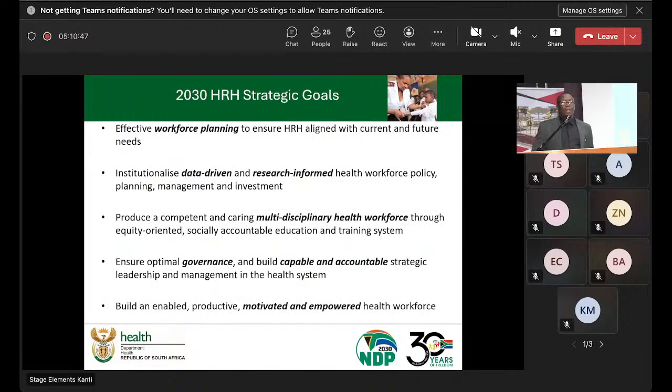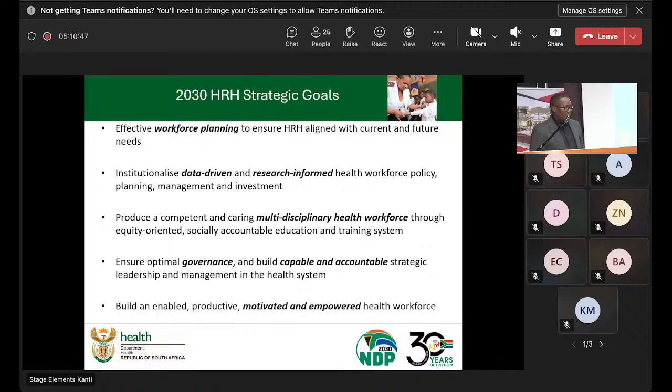We've got 5 goals in terms of this Bible of ours. The first goal talks about effective workforce planning to ensure HRH is aligned with the current and future needs. The second goal talks to institutionalizing data-driven and research-informed health workforce policy, planning, management, and investment. The third one is about producing a competent and caring multidisciplinary health workforce through equity-orientated, socially accountable education and training system. And I think earlier on, that's what the discussion about the models of mid-levels are also trying to remind us and talk to.